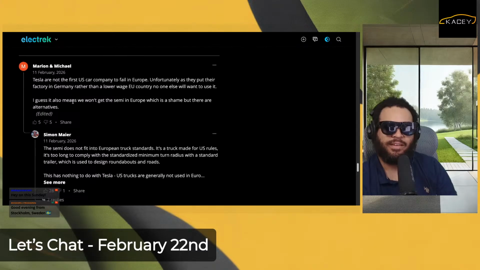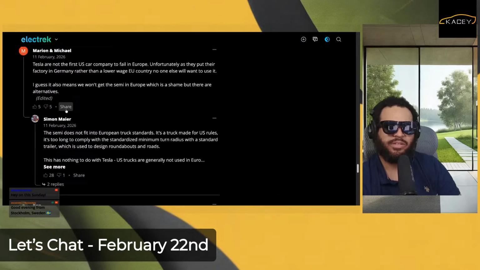I guess it also means we won't get the semi in Europe, which is a shame because there are alternatives. You guys have already got electric semis en masse over there, not from Tesla, but way more selection than we have here. Speaking of, I saw a batteryless Nikola for sale on eBay. They were selling the batteries separate. They were pricey.